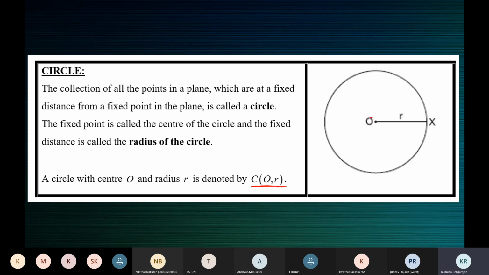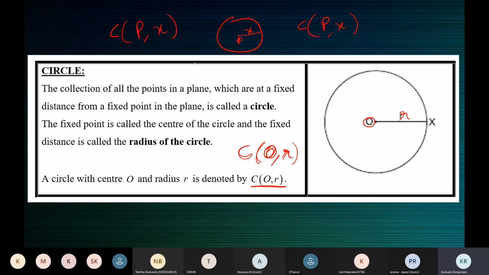So see here, a circle with center O and radius R is denoted by circle with center O and radius R. This is center O, not 0. So supposing we have a circle with center P and radius X, then we say circle with center P and radius X.